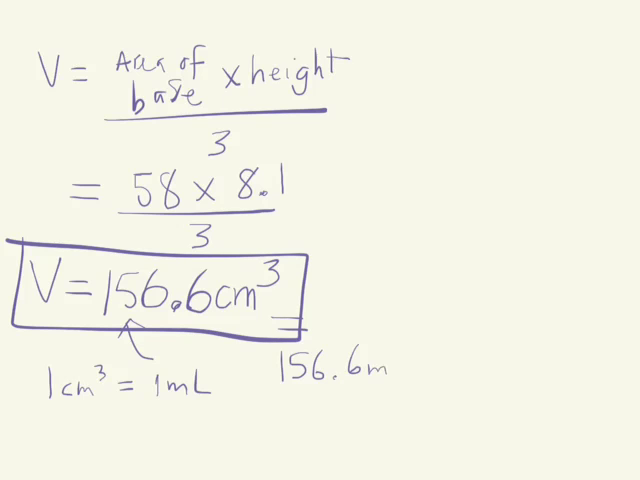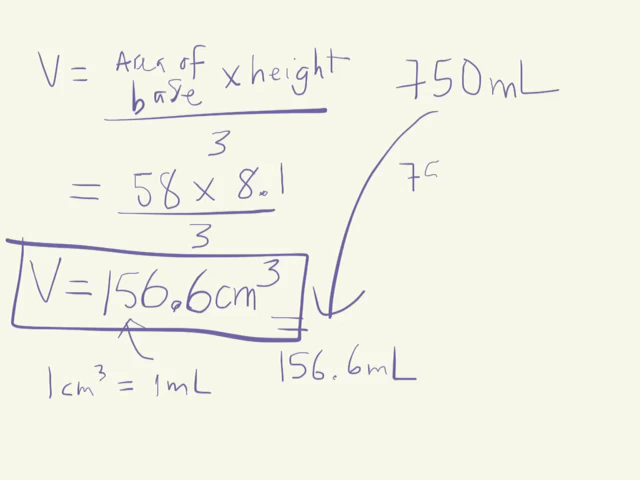156.6 milliliters. The question says that you have 750 milliliters of oil. We want to know how many times that can go inside our lamp. We're going to take 750, because that's the total amount of oil we have, and we're going to divide it by 156.6. What do you get? You get 4.78. If you round, it's 5.